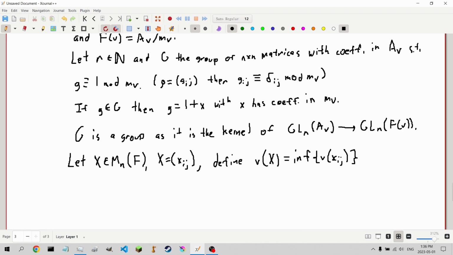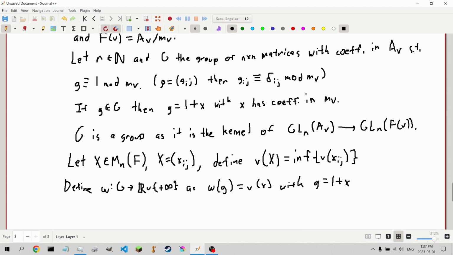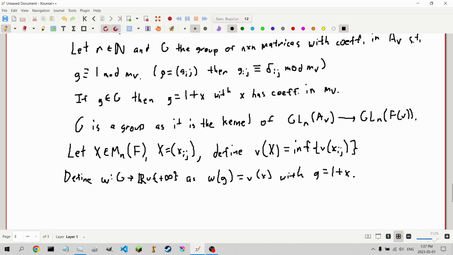And this is going to give us our filtration. So we're going to define our filtration G to the reals adjoin plus infinity. And we're going to define it as omega of some element G from our group is going to be this map V of x, as before, where x is the cast off essentially as a quotient map of G.